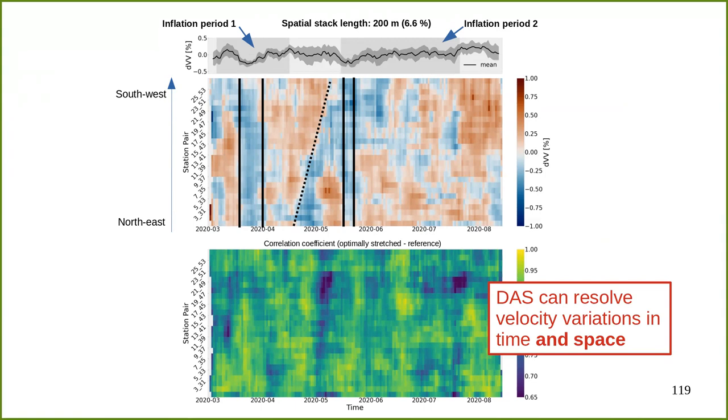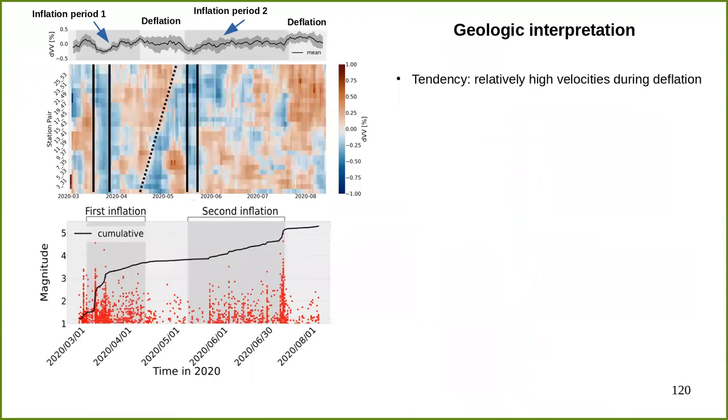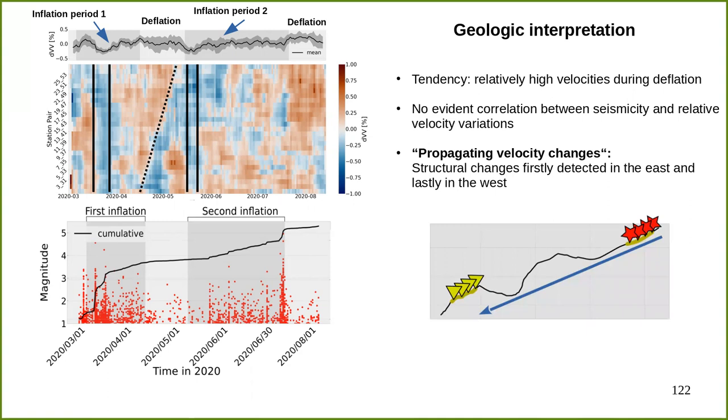So let's interpret these results. Overall, the velocities seem to be relatively higher during deflation periods, so during subsidence of the crust. I will not go into detail here, but overall there seems to be no evident correlation between the seismicity and the velocity variations. Very interesting in our results is the fact that structural changes seem to be first detected in the northeast and lastly in the southwest of the fiber.